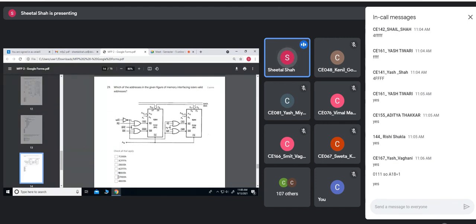C corresponds to 12. 12 is nothing but 1100, isn't it? So the A18 pin is high here, so this is not a valid address. Similarly, the last one, 48005. 4 corresponds to 0100, so this is also not a valid address. Hope this is clear.